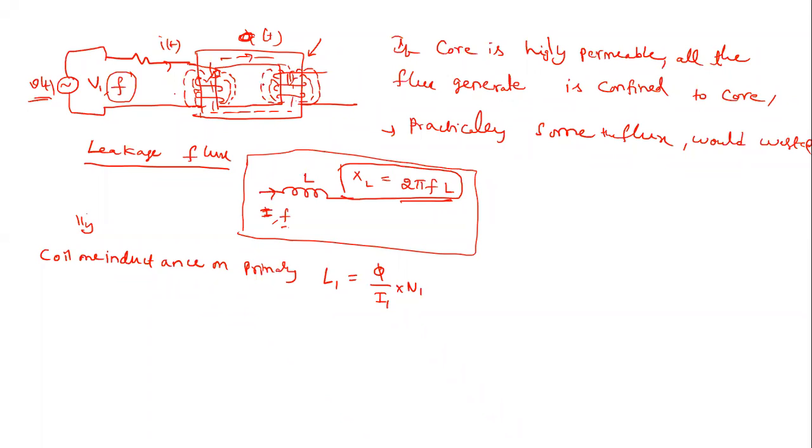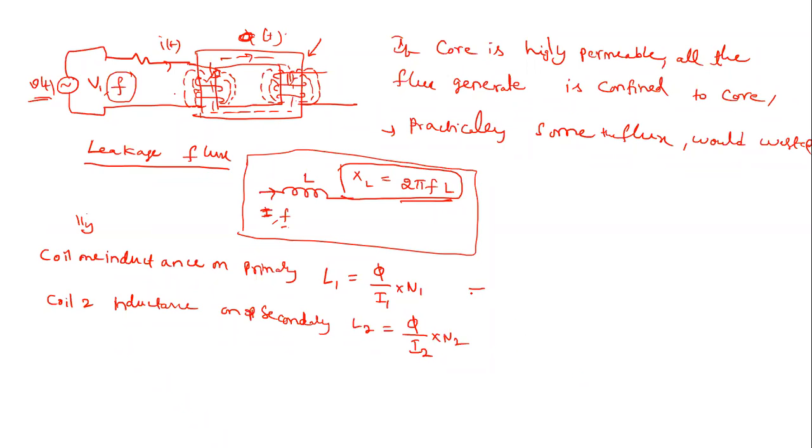What is that flux? Whatever flux is produced in this. In a similar manner, coil 2 inductance on secondary, sorry for that. L2 is given by the same phi, because the same flux is coupled or linked with the primary winding and the secondary winding, but the current is different here. And there is an N2.